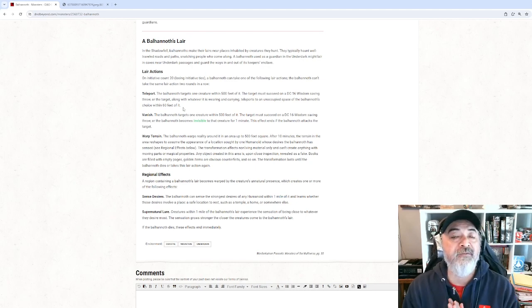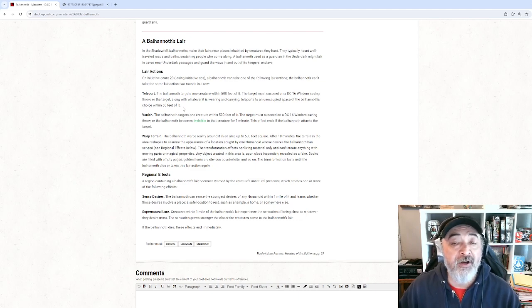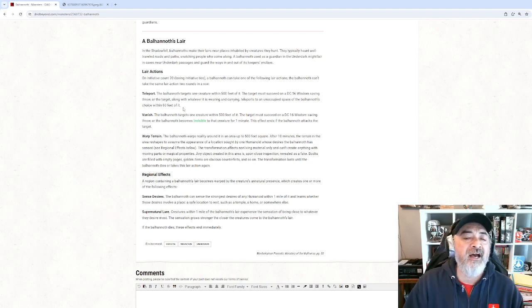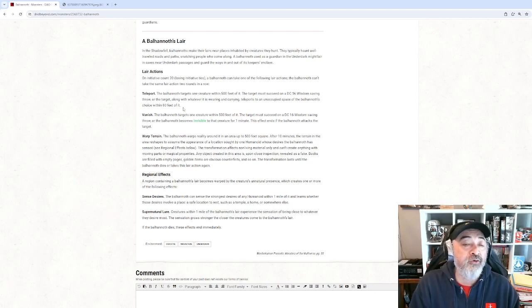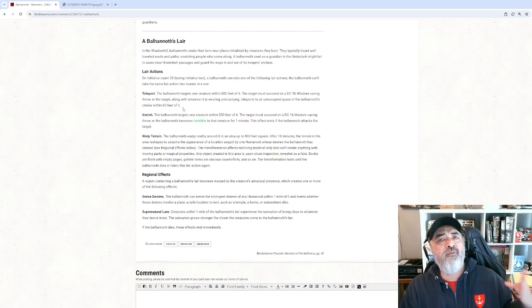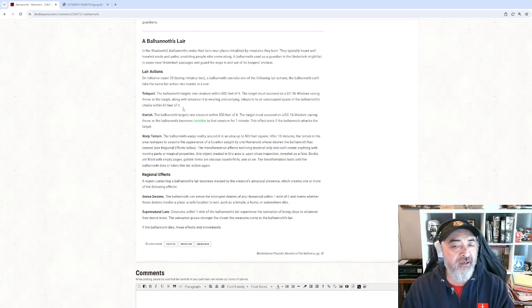The transformation affects non-living material only and can't create anything with moving parts or magical properties. Any object created in this area is, upon close inspection, revealed as a fake. Books are filled with empty pages, golden items are counterfeits, and so on. The transformation lasts until the Balhannoth dies or takes this lair action again. So somewhere prior to the engagement happening, you need to use warp terrain in conjunction with one of the regionals.